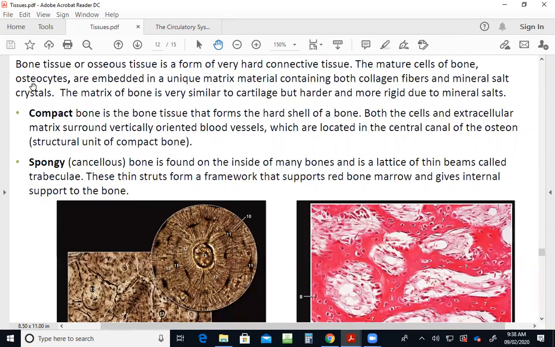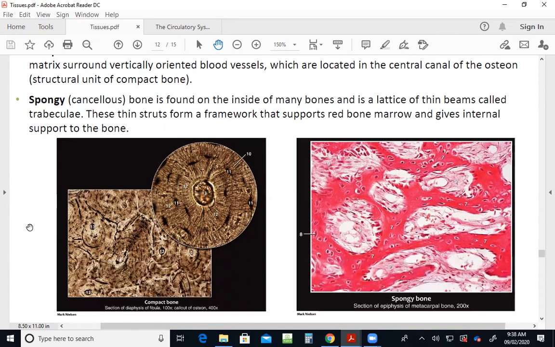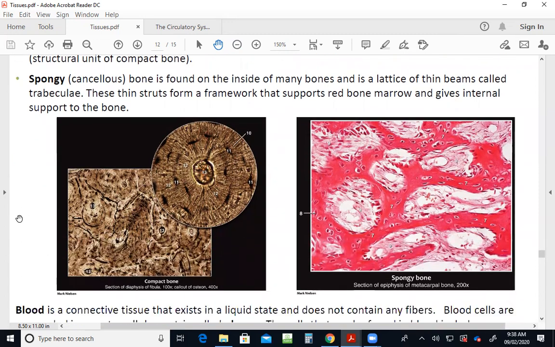Mature cells of bone are called osteocytes, which are embedded in a unique matrix material containing both collagen fibers and mineral salt crystals. Mineral salt crystals would be calcium and phosphate, which is where the really great strength of our bones comes from. And we can see that here. The matrix of bone is very similar to cartilage, but it's harder and more rigid due to those mineral salts. There's actually 2 types of bone.